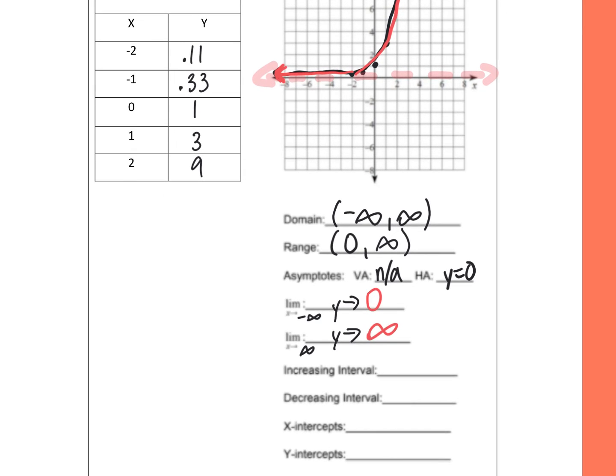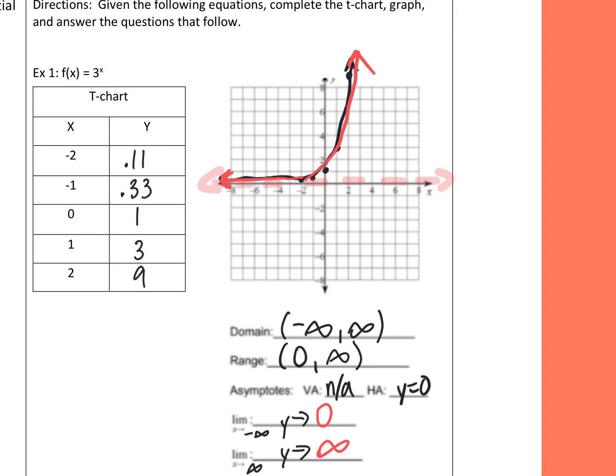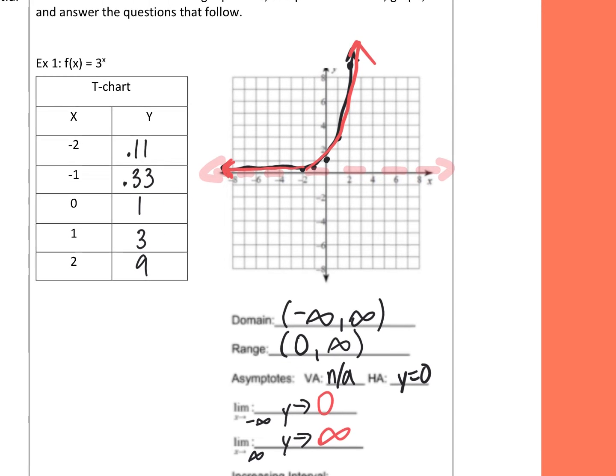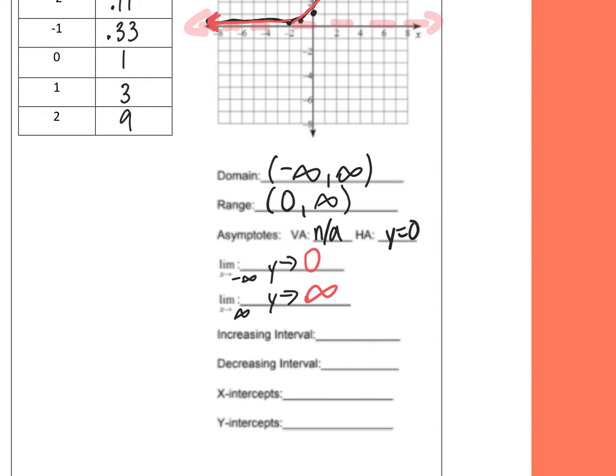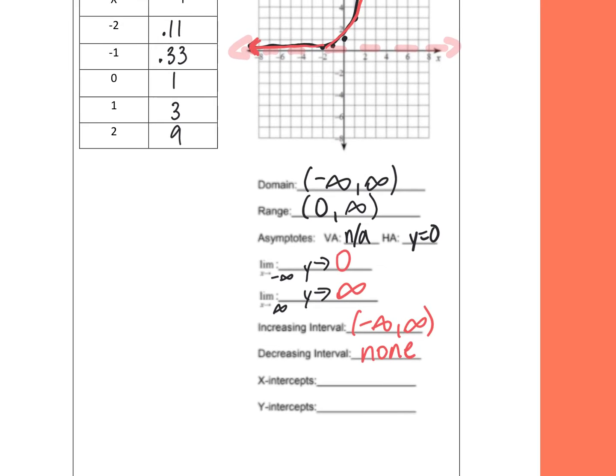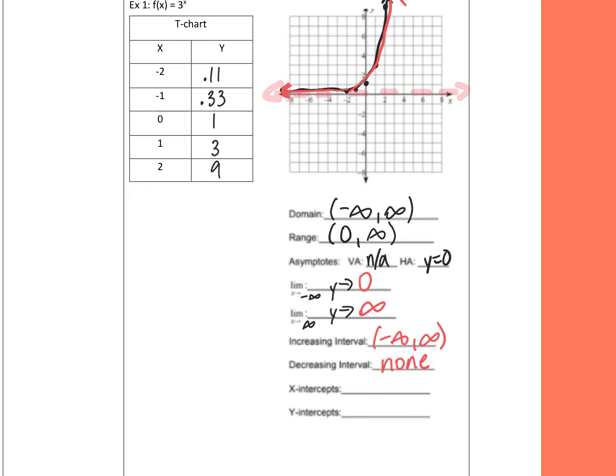All right, and then we've got increasing and decreasing intervals. It's only going to be one or the other. From left to right, what's this guy doing? Increasing, so I just rewrite the domain, negative infinity, positive infinity, none for decreasing. And then x and y intercepts. Does my t-chart give me one of them? What is that? The y-intercept. And if there's an asymptote at y equals 0, am I ever going to touch the x-axis? Nope. So there's going to be none on x-intercepts.